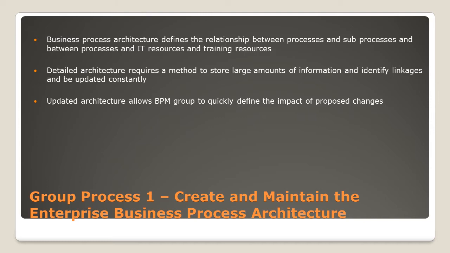Business process architecture defines the relationship between processes and sub-processes and between processes and IT resources and training resources. Detailed architecture requires a method to store large amounts of information and identify linkages and be updated constantly. Updated architecture allows the BPM group to quickly define the impact of proposed changes.